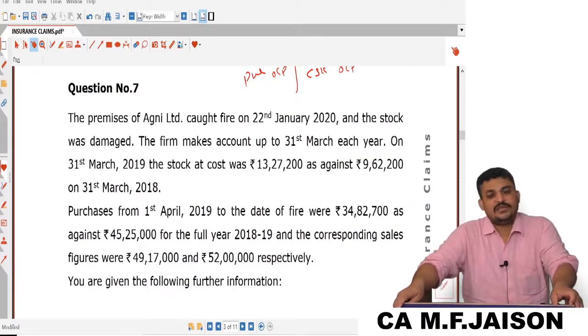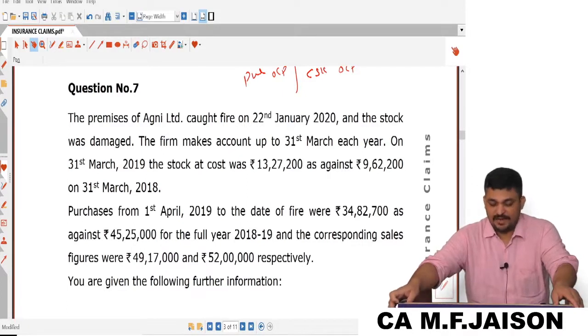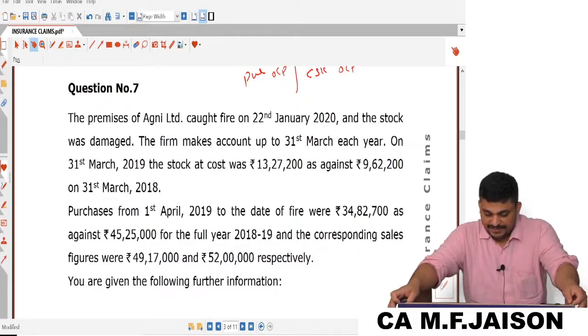The premises of Agni Limited caught fire on 22nd Jan 2020 and the stock was damaged. The firm makes accounts up to 31st March each year. On 31st March 2019, the stock at cost was rupees 13,27,200 as against 9,62,200 on 31st March 2018.